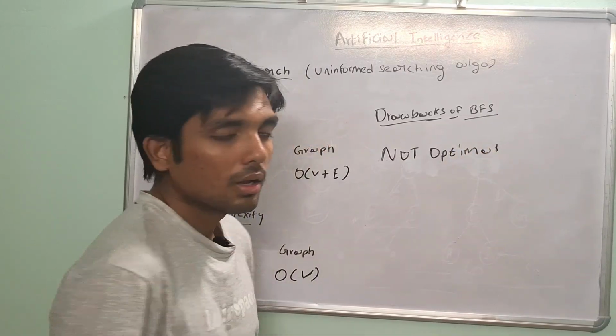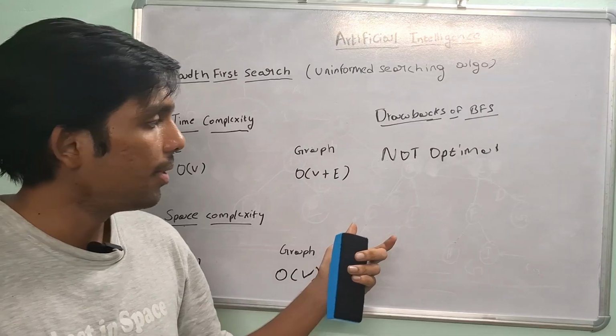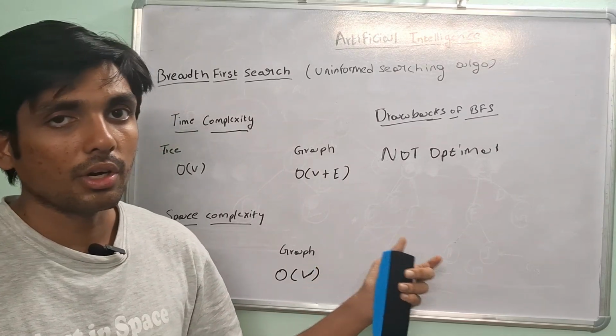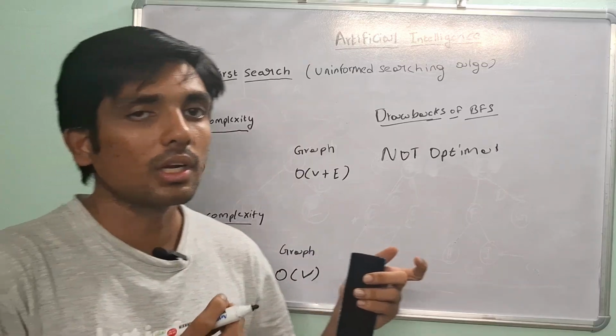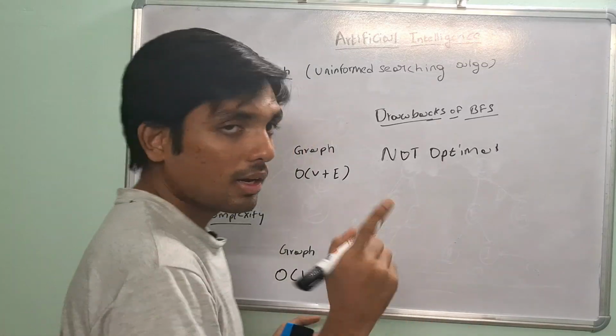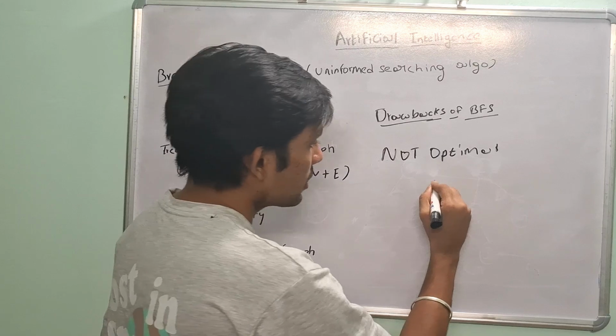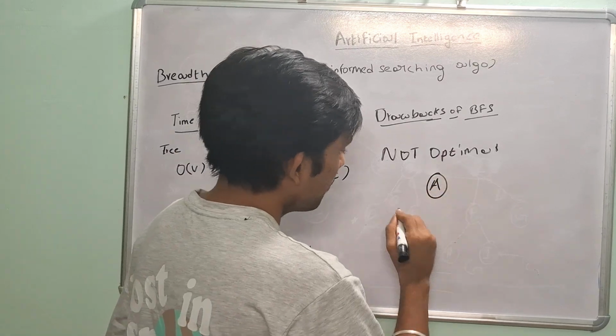We will not be able to find the shortest path from the initial node to the goal node. We have to explore each and every possible node. Let us see with an example. So let us consider a small tree.